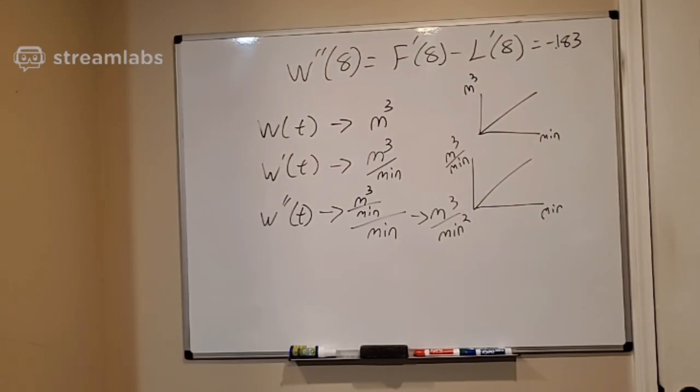M cubed over minutes cubed. Right. So every time I take a derivative with respect to time, just add another unit of minutes. So meters cubed per minute, or meters cubed per minute cubed. What if I take a fourth derivative? Meters cubed per minute to the fourth, yes.